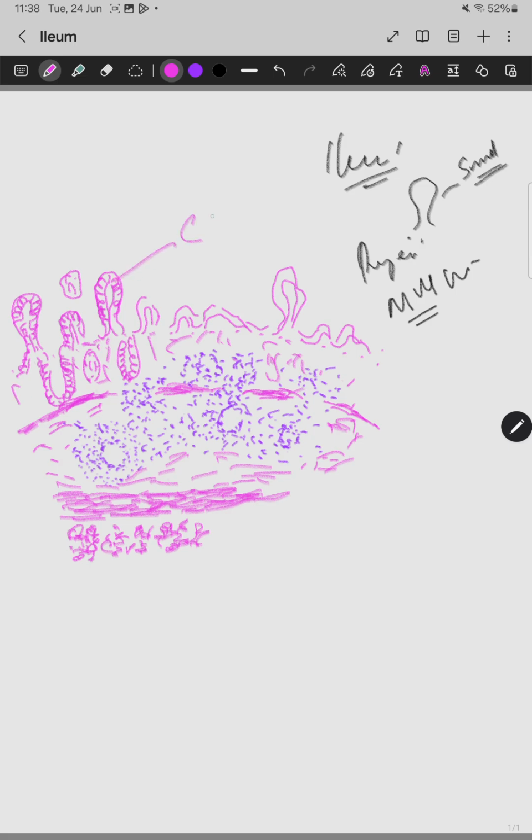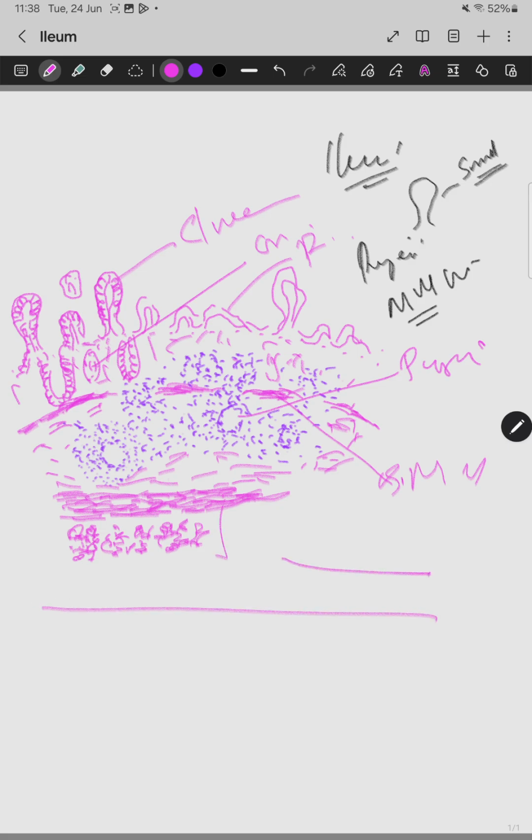So we can see the typical club-shaped villi, and there is a crypt, the Peyer's patches, rudimentary villi over that, the broken muscularis mucosa, and the muscularis externa typical of the small intestine. So this is the section of the ileum.